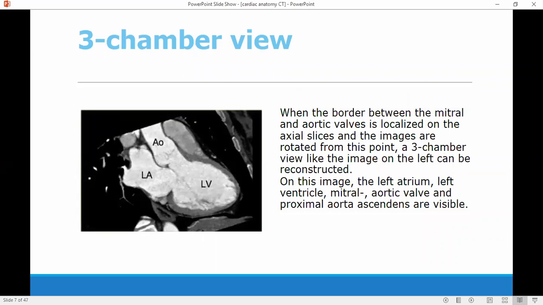3-chamber view: when the border between the mitral and aortic valve is localized on the axial slices and the images are rotated from this point, a 3-chamber view like the image on the left can be reconstructed. On this image, the left atrium, left ventricle, mitral valve, aortic valve, and the proximal aorta are visible, أو ascending aorta يعني.